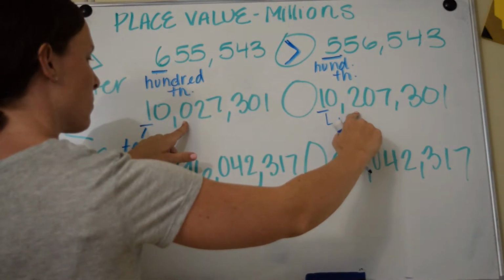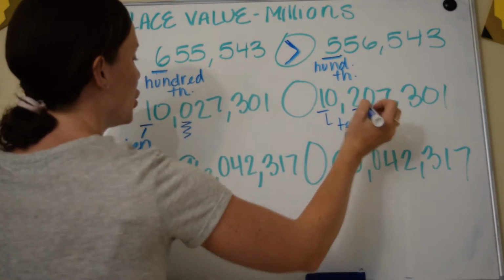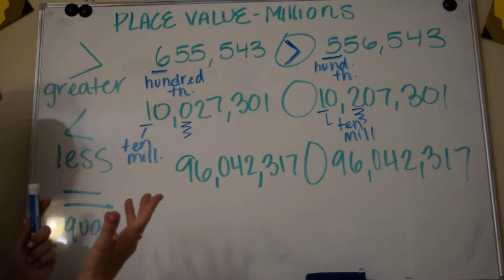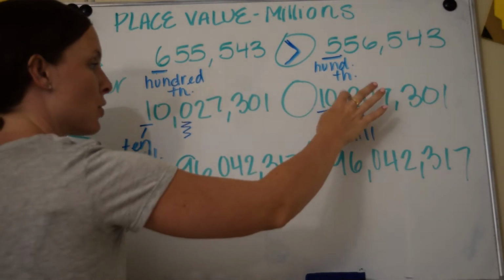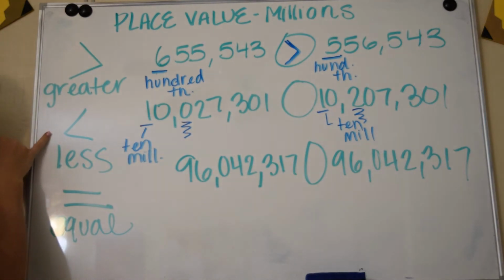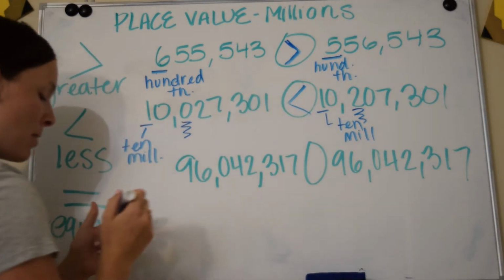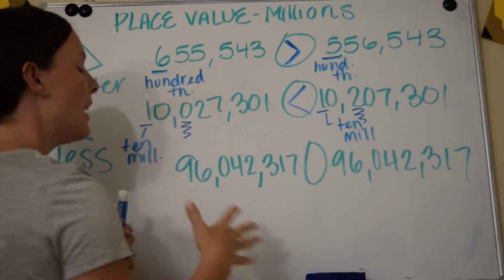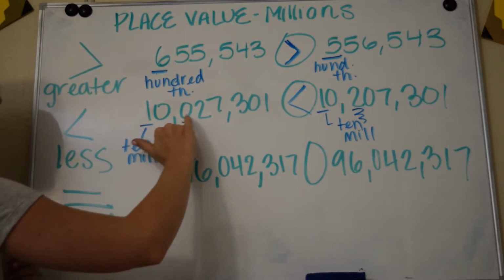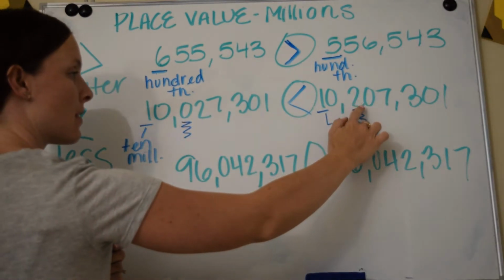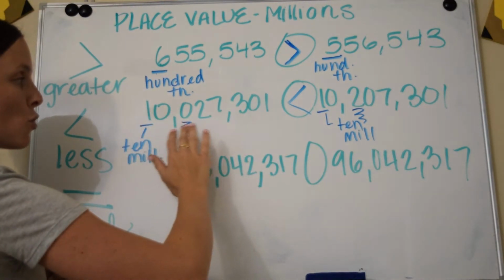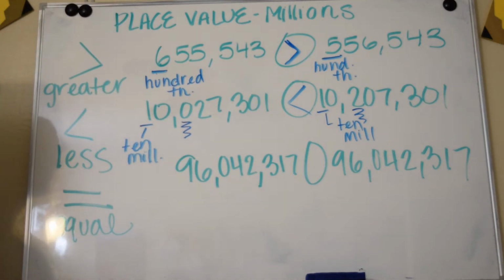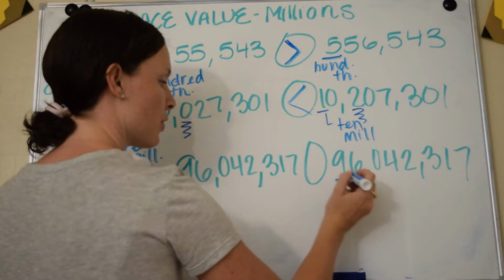In the 100,000 spot, so look at this, I have a 0 and a 2. So now I have two different numbers sitting in the same place value spot, and they're different. So now I'm going to compare. 0 is what compared to 2? Well, 0 is less than 2, so I need to use this symbol here. And make sure, again, that this symbol is used because that always will say less than as we read it from left to right. And again, we knew that because once we got to this hundred thousands place, the 0 is less than this 2. So this number, 10,027,301, is less than 10,207,301.